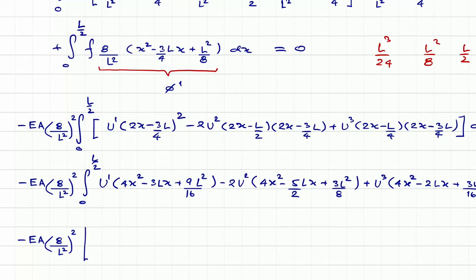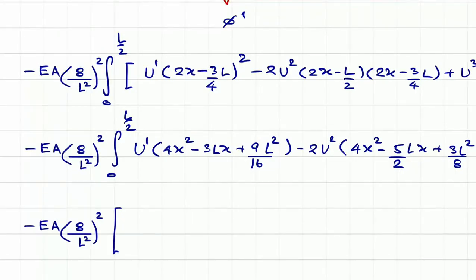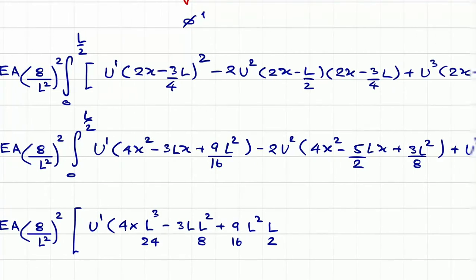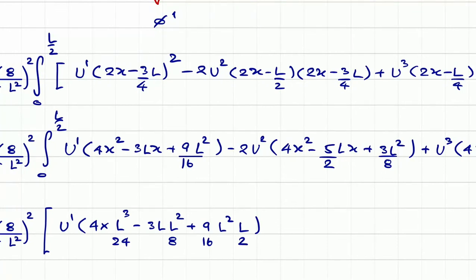Okay. First one, U1 multiply by 4 times L cube over 24 minus 3L, L square over 8, plus 9/16 L square, L over 2. So later on I will not list the L. I will put minus 2 U2 L cube.